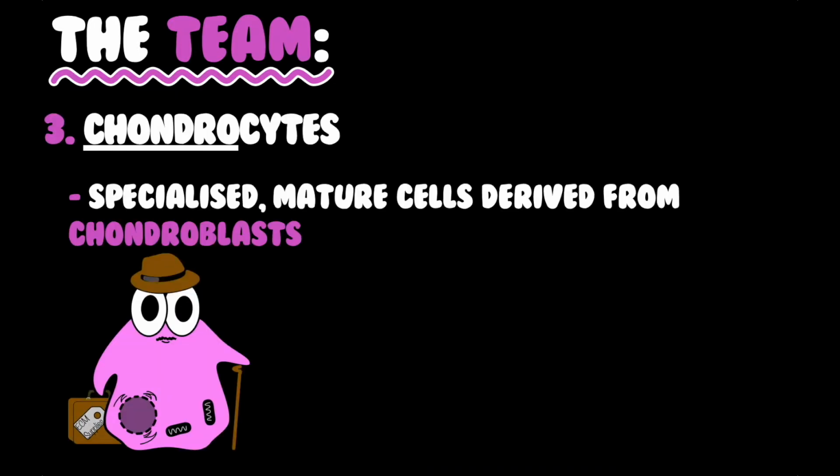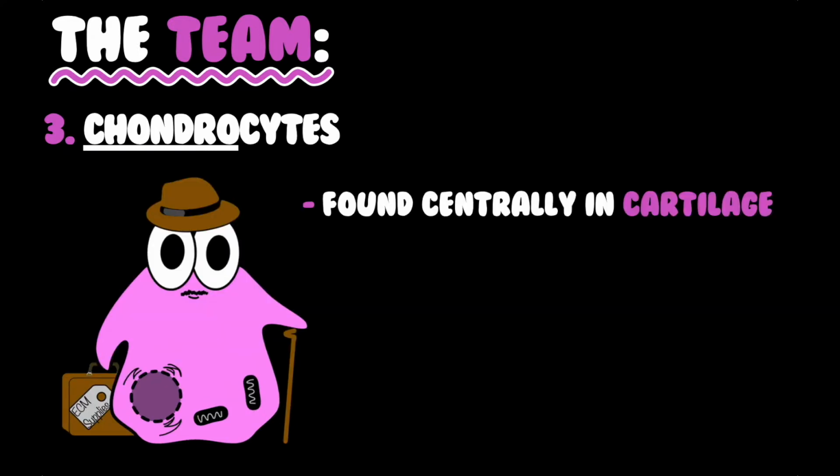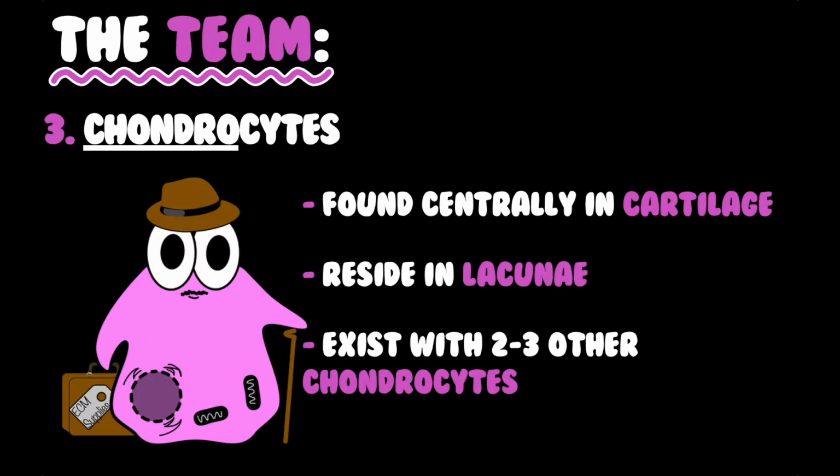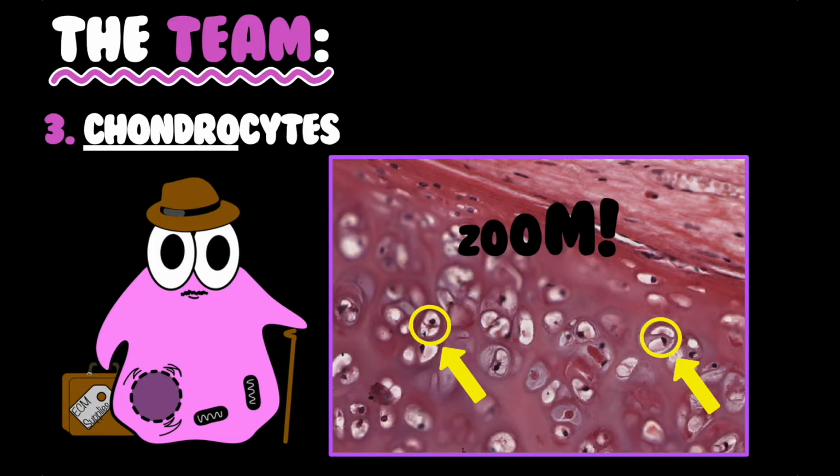The chondrocytes. These are specialized mature cells derived from chondroblasts. They synthesize and maintain the extracellular matrix, and they are less active. They are found centrally in cartilage. They reside in lacunae, and they exist with 2 or 3 other chondrocytes as isogenous groups. As you can see, they're found centrally, and if we zoom in, we can see them residing in their lacunae.